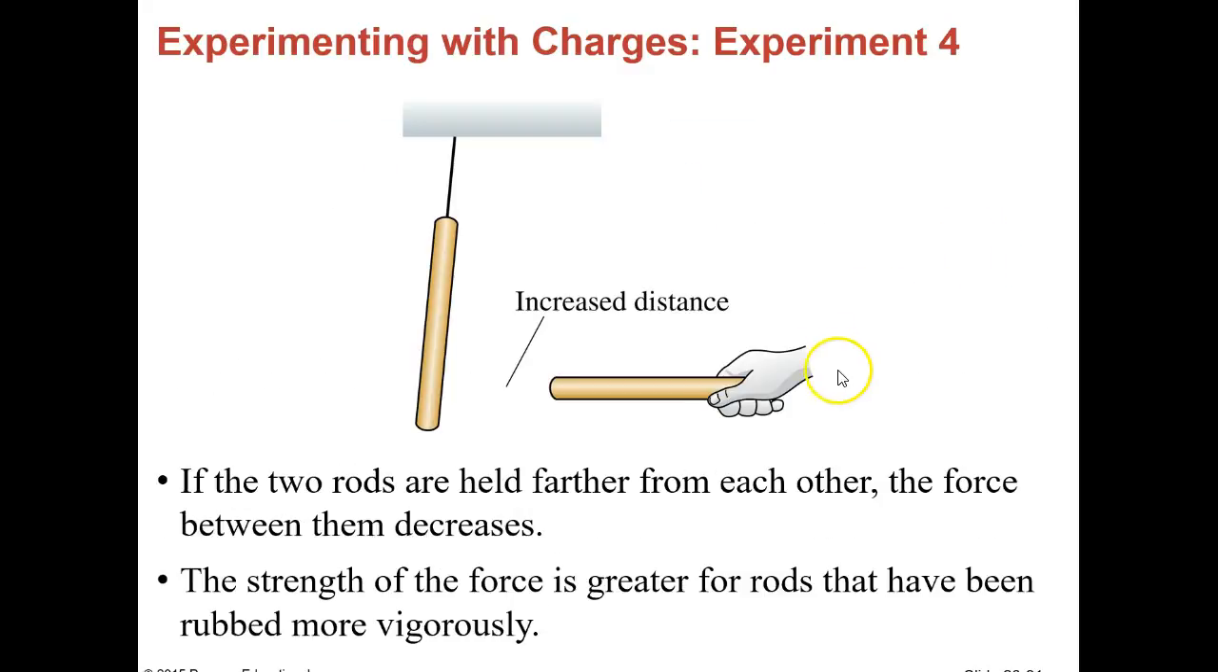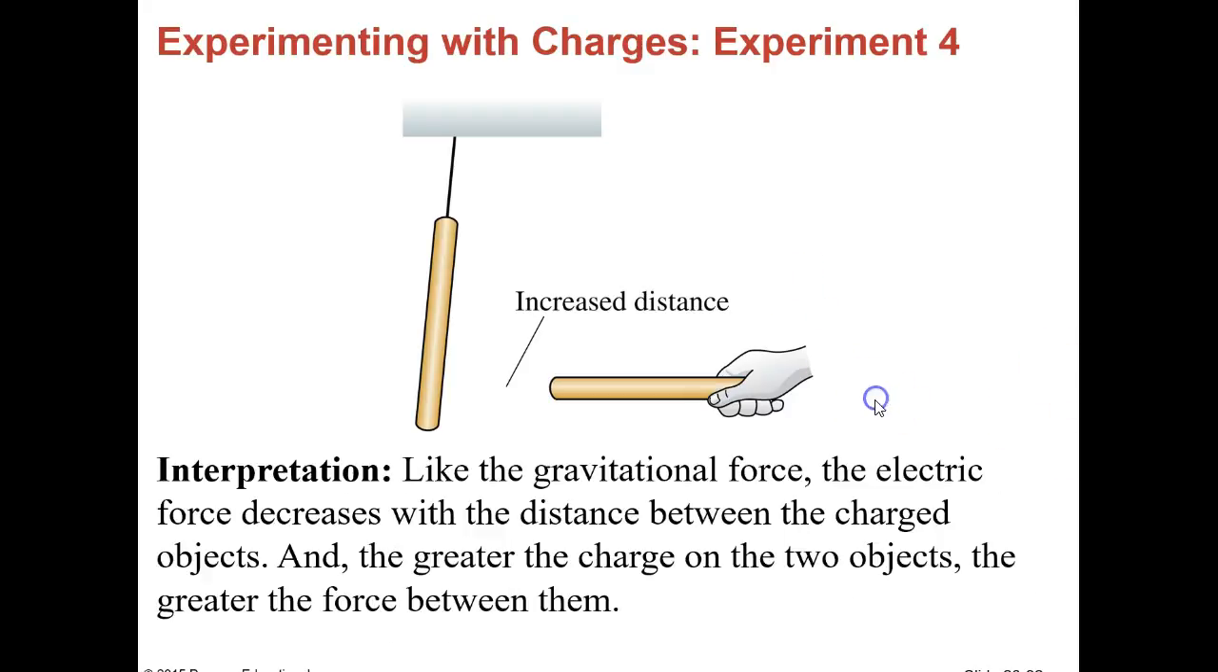If I do have two rods, looking at experiment number 4, as I get the rods further and further apart, I see that the force between them actually decreases. And because that force decreases, we know that this is some sort of action over a distance. The second thing that we can look at is the strength of the force. It is greater for rods that have been rubbed more vigorously. We'll talk about why in a few slides.